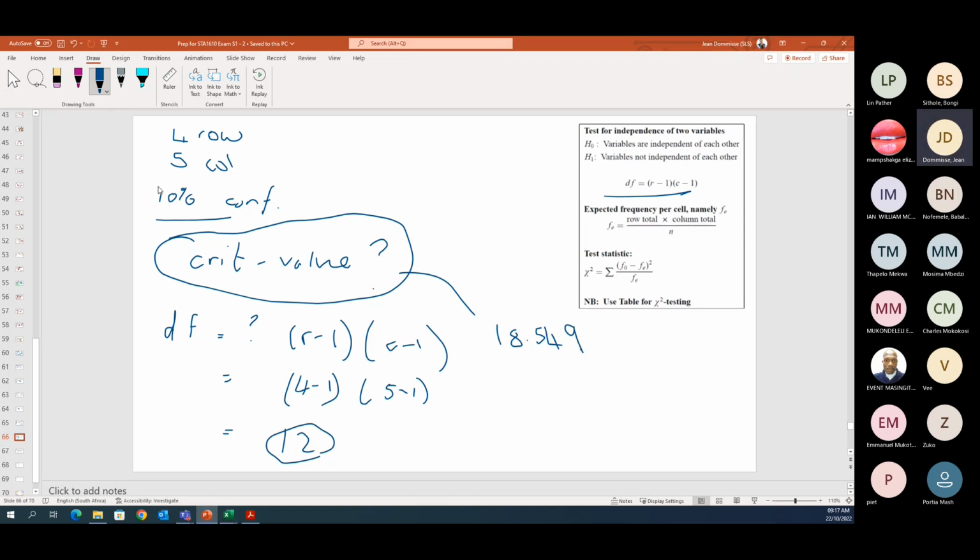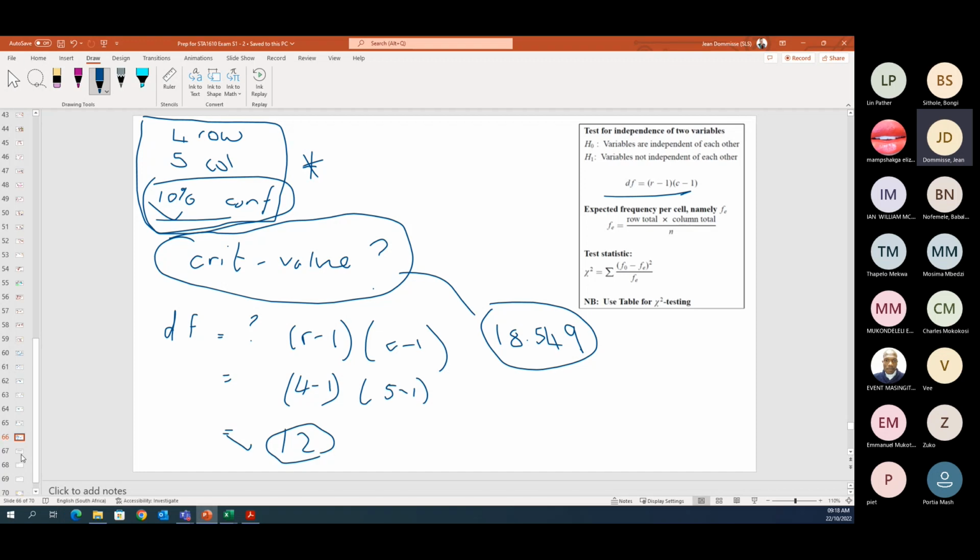We didn't do one like this in the prep, so I just wanted to include that. They can give you as little information as that, because then you can do the degrees of freedom, you have the 10%, and then you can get the critical value from that. Just be careful, because sometimes they do this, and then there's an option that says you don't have enough information. But with this little information you can get to the critical value.